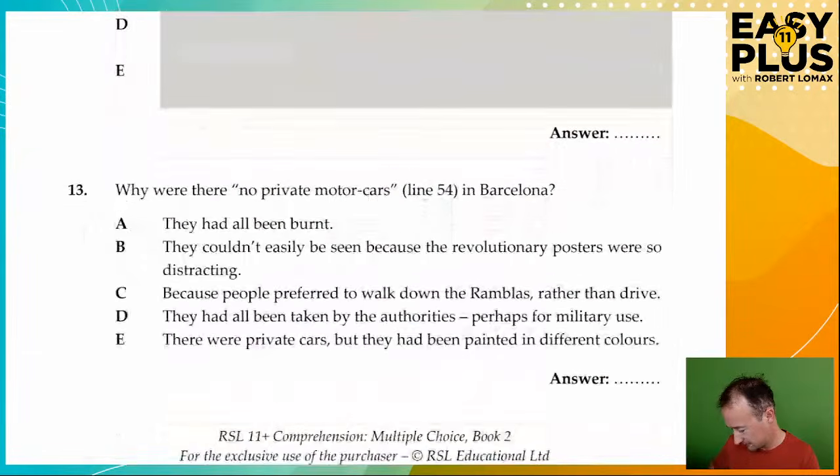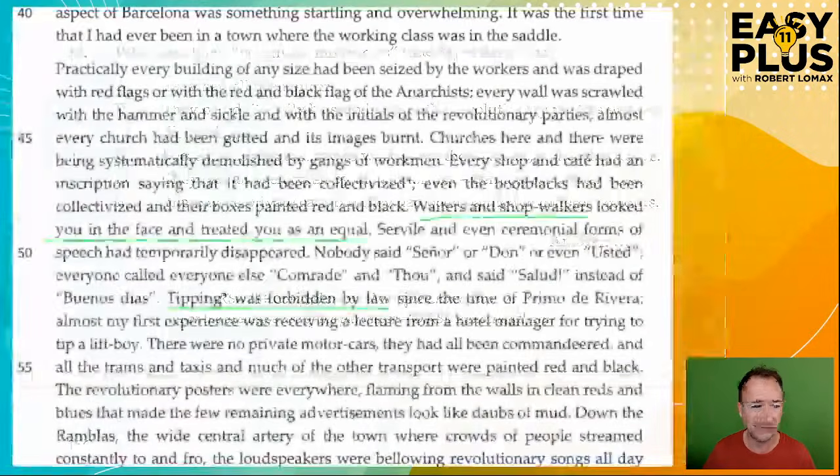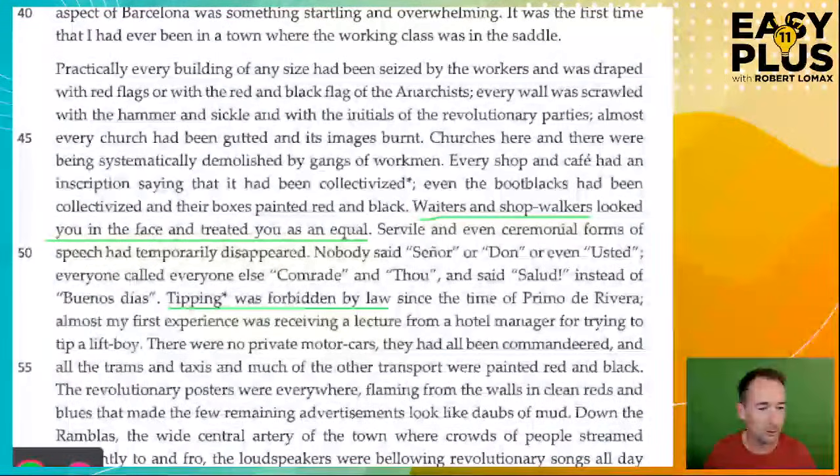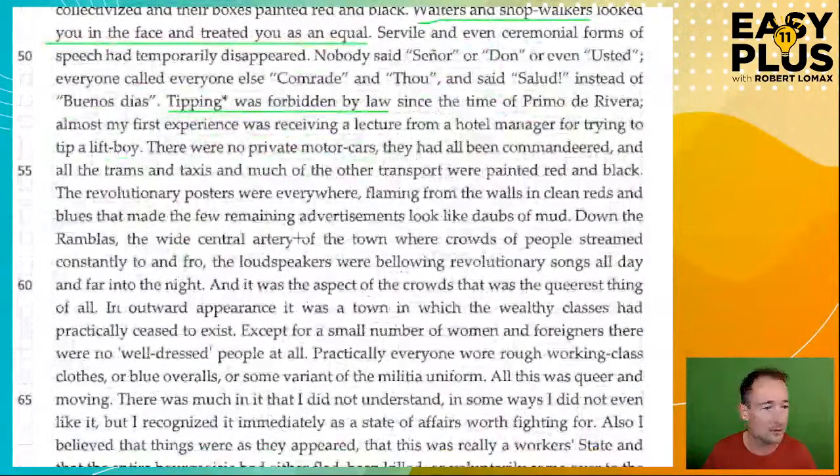12 is greyed out. Question 13. Why were there no private motor cars, line 54, in Barcelona? Let's pop into the text and underline that in line 54 so that we know where we are. What colour should we go for here? Let's go for that. Okay, line 54. There were no private motor cars.